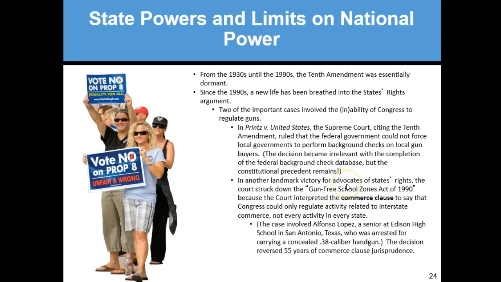In another victory for advocates of states' rights, the court struck down the Gun-Free School Zones Act of 1990, which used the Commerce Clause to say that Congress could only regulate activity related to interstate commerce. And it was trying to use the Commerce Clause to say that a boy, a senior at a high school in San Antonio, who was arrested for carrying a concealed weapon onto campus, was somehow violating the Commerce Clause. And the court said, wait, you've stretched it too far. You can't use the elastic clause with the Commerce Clause this much, you're going to have to take a step back. Now, can you establish safe zones and say that it's illegal to take a gun onto a public school campus? Of course you can. But you can't use the Commerce Clause to justify it.